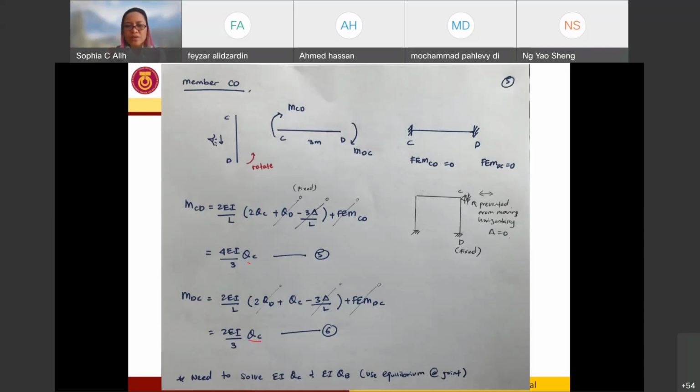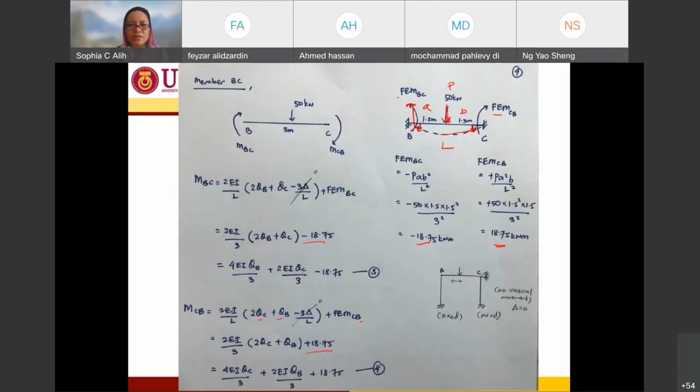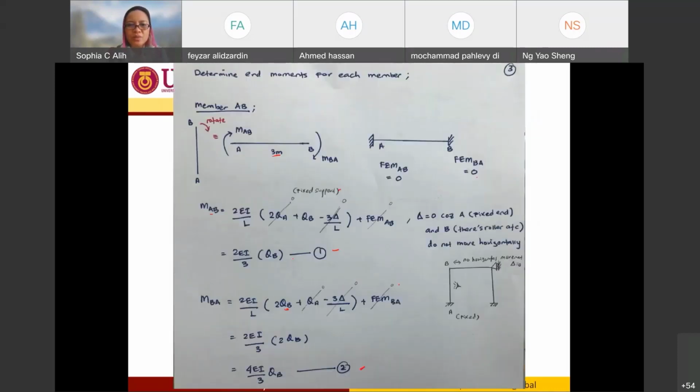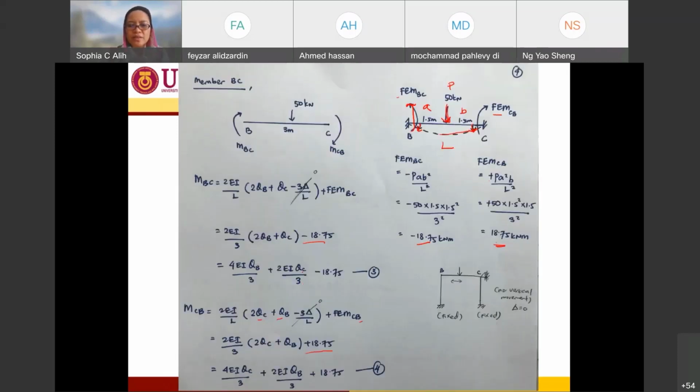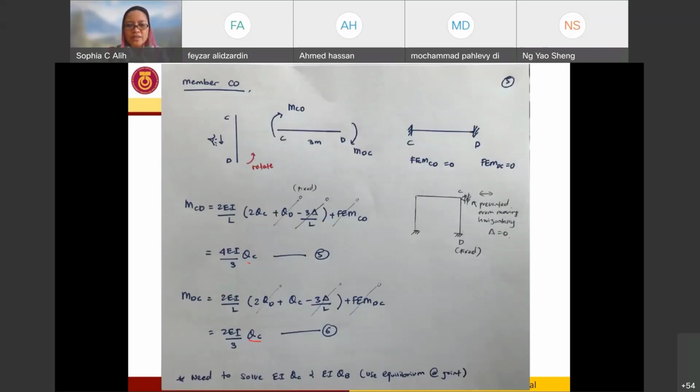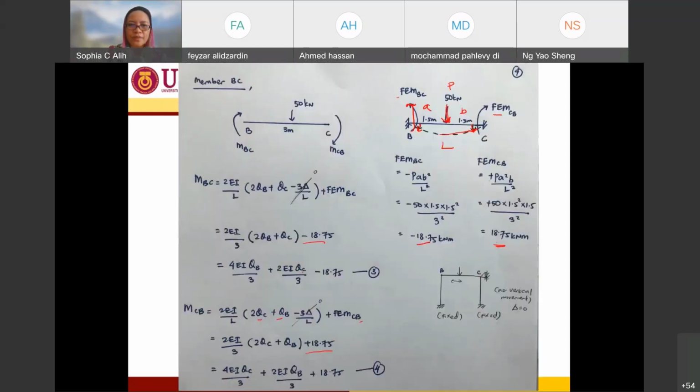Now I need to solve this equation because they're all in the form of theta B and also in the form of theta C. So I need to calculate first what theta B and theta C are in order to get the final value of my end moment at each end of my member. For this, I need to solve EI theta C and EI theta B using the equilibrium at my joint.